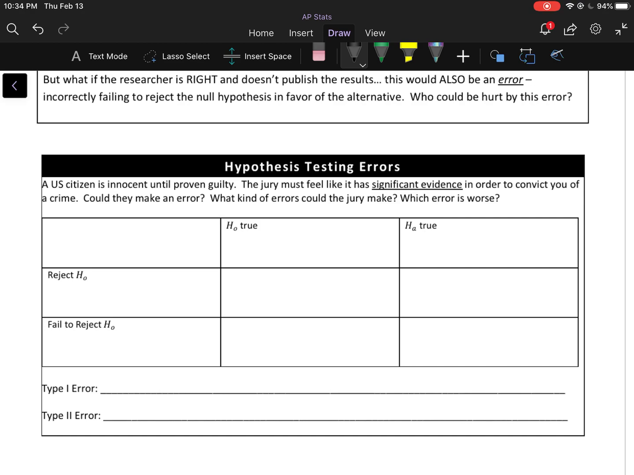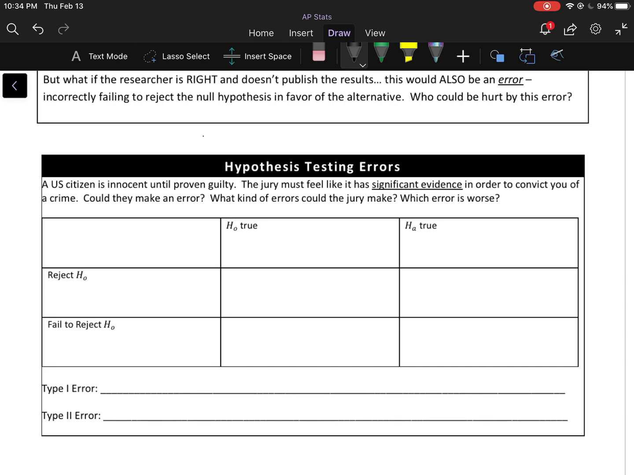So, to put this into context, or to apply it to a real life situation, a US citizen is innocent until proven guilty, right? That's something that we've always heard. The jury must feel like it has significant evidence in order to convict you of a crime. Could they make an error? What kind of errors could the judge make? Which error is worse?